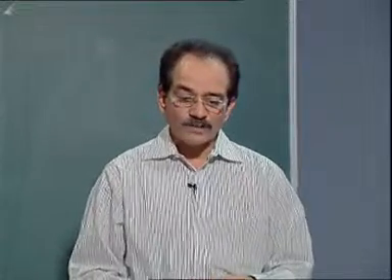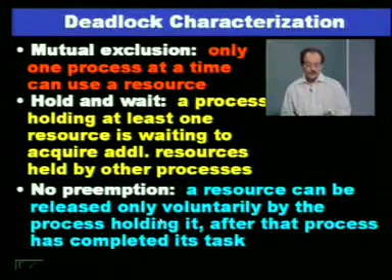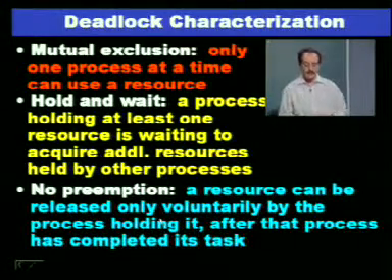Now, what are the conditions for a deadlock to occur? That is what we call deadlock characterization. One of them is mutual exclusion. That is mutual exclusion: only one process at a time can use a resource.